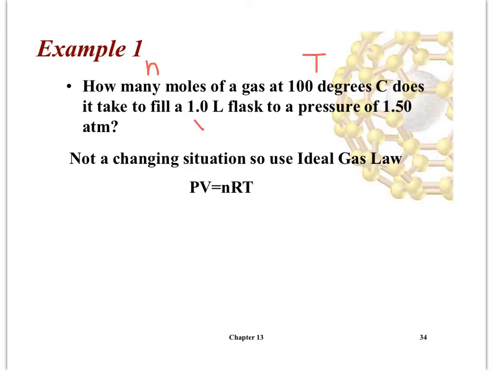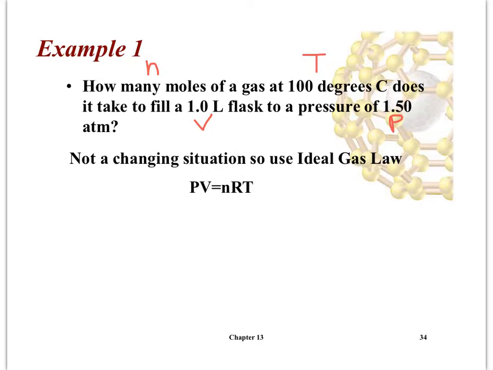1 liter flask, that's a V. And 1.50 atm, that's a pressure. You can see that I only have one of each of the variables. I don't have two pressures or two volumes or two temperatures or two amounts. So that means I don't have changing conditions. I have just one gas at a certain temperature, amount, volume, and pressure.